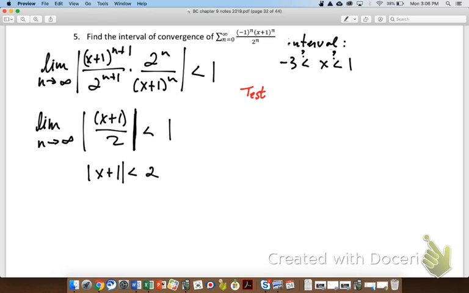All right, so we're going to test the left endpoint. So testing x equals -3. These can definitely get interesting. So it'll be sigma from n equals 0 to infinity, and I've got the -1 to the n hanging out in there. Then I plug in that -3. So -3 plus 1 is -2. So it'd be -2 to the n all over 2 to the n. Well, maybe we should do some simplifying first, right?